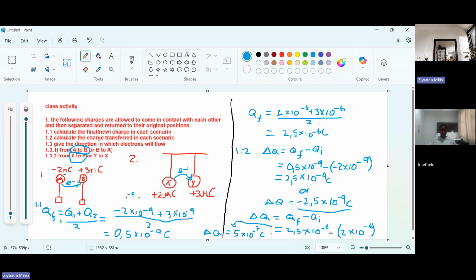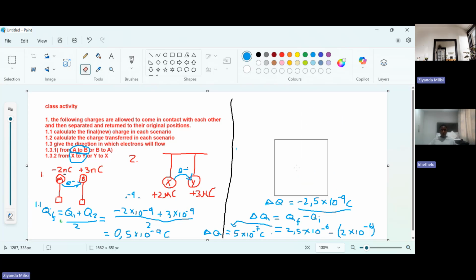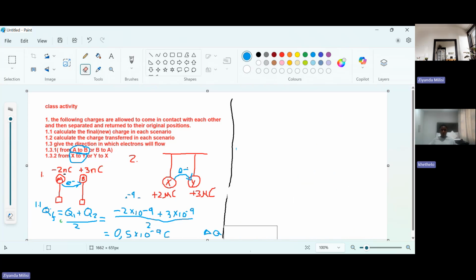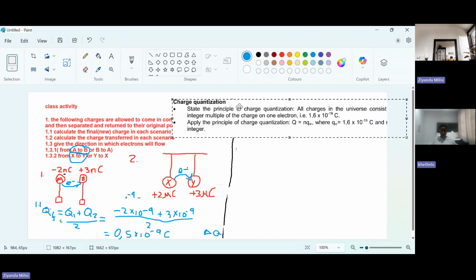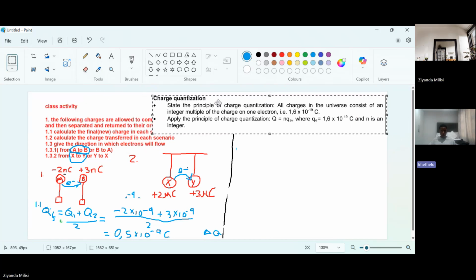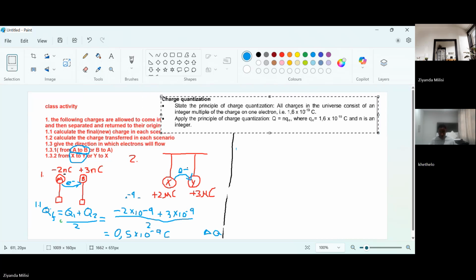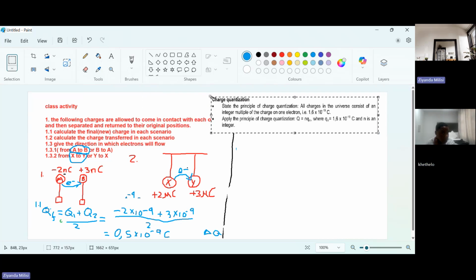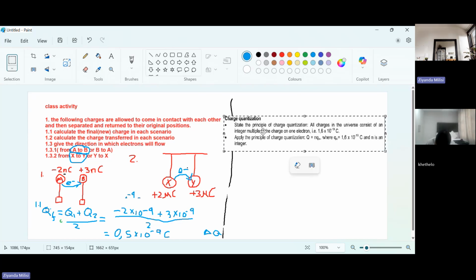I hope you are clear on the use of the two equations that we talked about. Yes, ma'am. Okay. One more thing, I'm not going to wipe off these scenarios because I'm going to need them. So that we are quick, I'm going to paste some information here regarding charge quantization. Have you heard of that term?